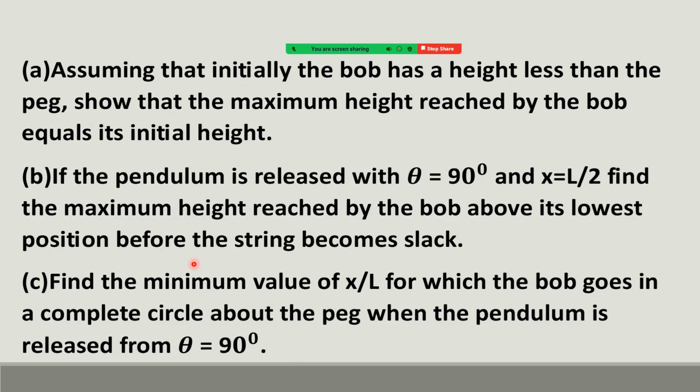Now focus on the remaining two parts. If the pendulum is released with theta equal to 90 and x equal to L by 2, find the maximum height reached by the bob above its lowest position before the string becomes slack. So this is based on vertical circular motion. And next one, find the minimum value of x by L for which the bob goes in a complete circle about the peg when the pendulum is released from theta equal to 90. Now see carefully.